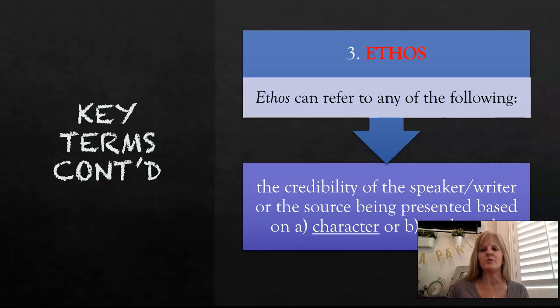Okay, our third key term is ethos. And ethos can refer to any of the following: either the credibility of the speaker or the writer, or the source that's being presented. So let's say I do some research and I am presenting a source in my research paper, that also would be considered ethos. And then it could be based on either the character or the credentials of either myself as the speaker or writer, or my source, maybe like a doctor or a scientist.